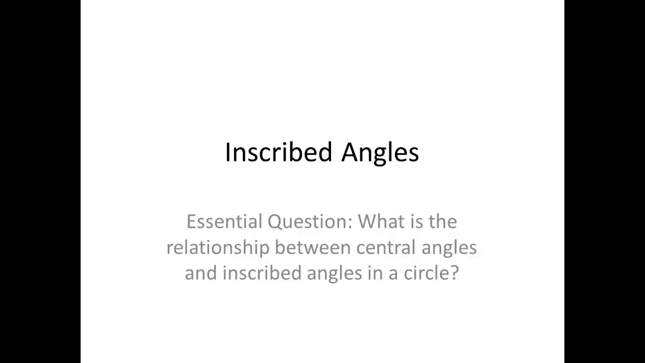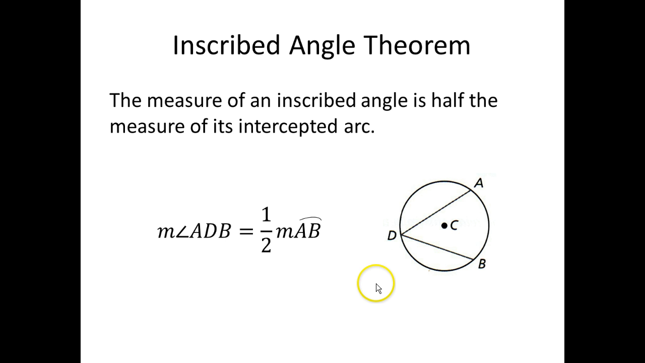In this lesson, we will answer the following question. What is the relationship between central angles and inscribed angles in a circle? Since this theorem involves inscribed angles, it's helpful to remind ourselves what an inscribed angle is. So if I have a circle, an inscribed angle is an angle whose vertex is on the circle and whose endpoints are also on the circle, like this. So angle ADB would be an example of an inscribed angle.